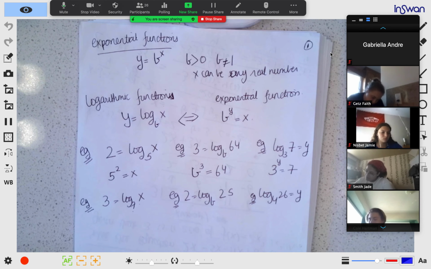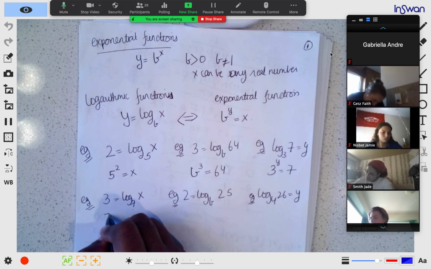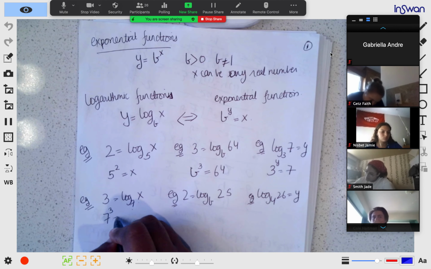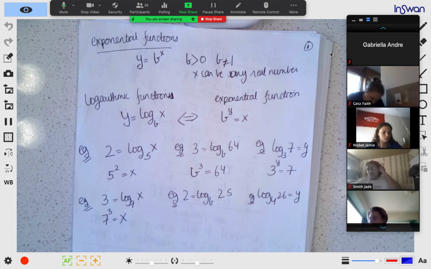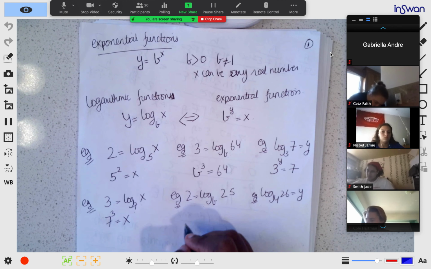What's the answer for the first one? 9 to the third power is equal to x. Yeah, it's 7. If you took 9, that's okay, but it's 7. Oh, okay. Good. Jaden, the second one. It's b squared equals 25. Good.